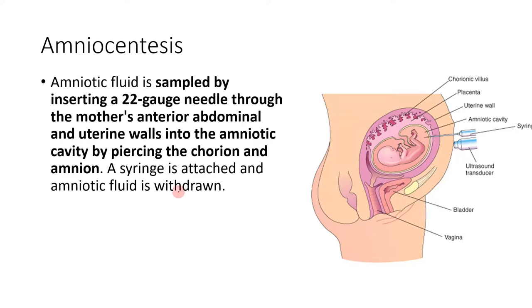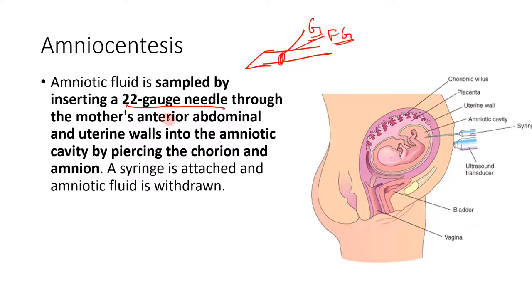Now, this is what is being done. It is sampled by inserting a 22 gauge needle. A gauge is basically the diameter. This is the needle. The diameter of the needle is measured by two parameters. One is called gauge. Another parameter is called French gauge. You will learn about these details later.